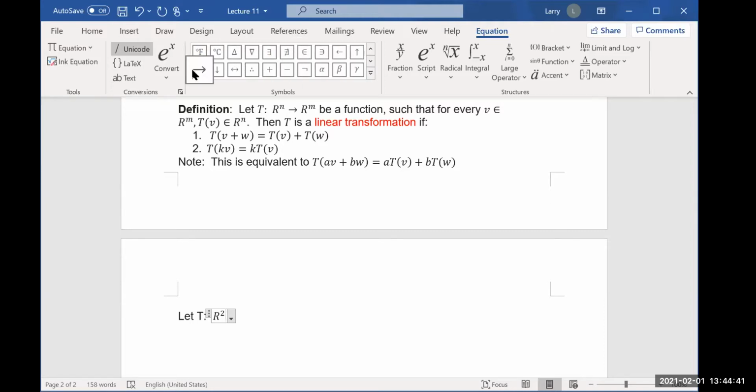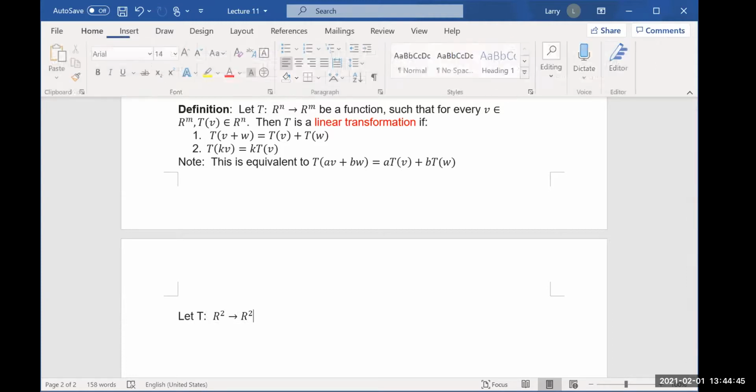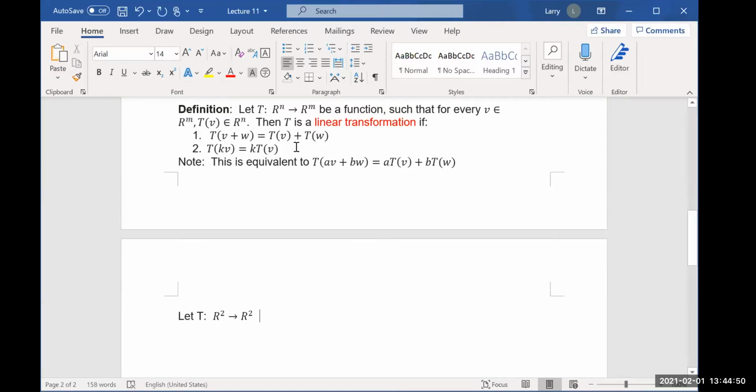Where is that arrow? There it is. Such that T, actually, I think I need to keep it in the equation. T of AB, how about XY, is equal to X plus Y, comma, X squared plus Y squared.